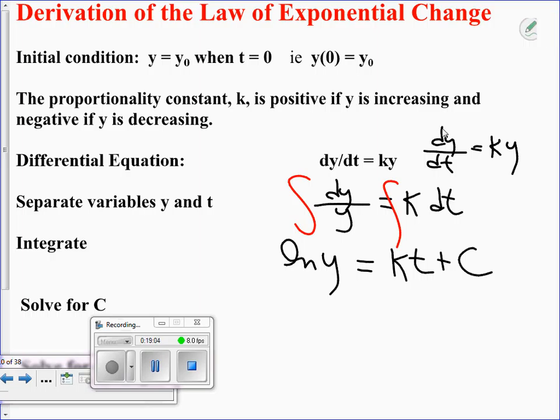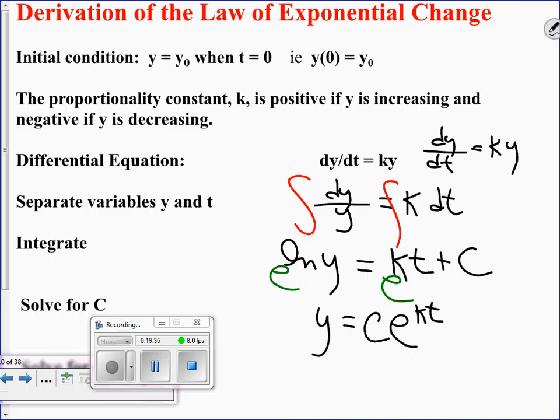Okay, exponentiate. e to this side equals e to that side. I hope you remember what to do with that plus c up in the exponent. Come on down. Yes, we have y equals, and that plus c, we could break it up and show all the work, but where do we put the c? In front. So it's c times e to the kt.